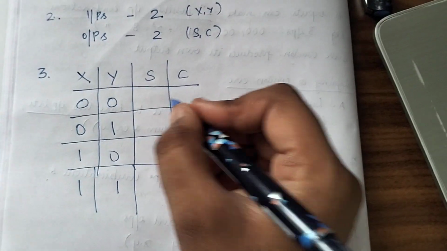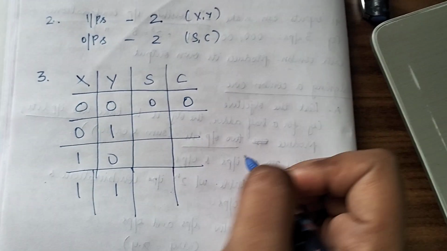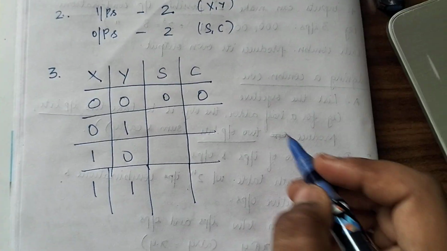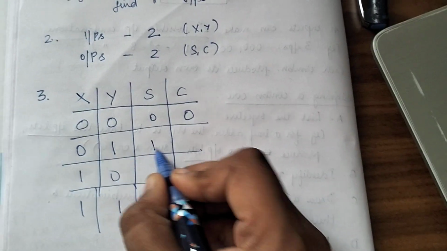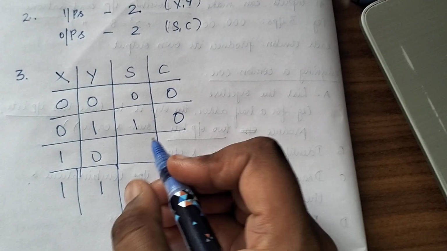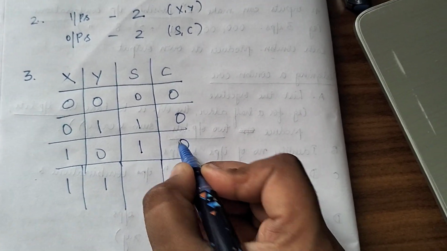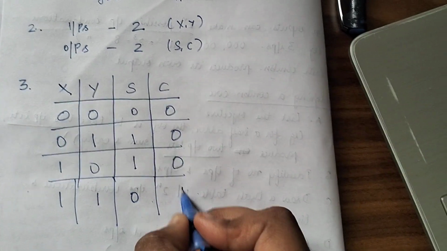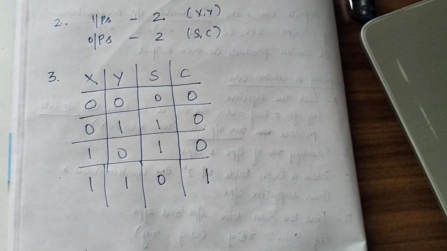For 0 and 0, the sum is 0 and carry is 0. In case you're wondering how this happens, we're just performing normal binary addition. 0 and 1, sum 1, carry 0. 1, 0, again sum 1, carry 0. 1 and 1, the sum is 0 and the carry is 1. This is the third step.